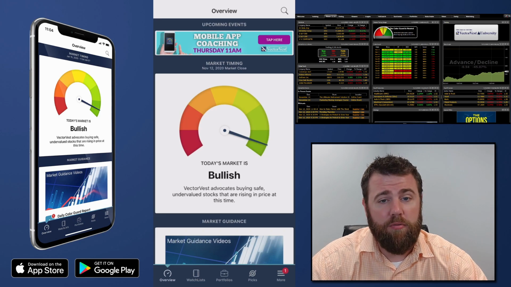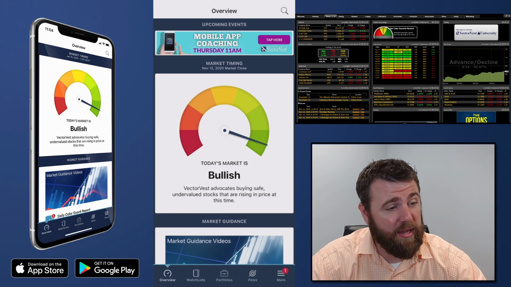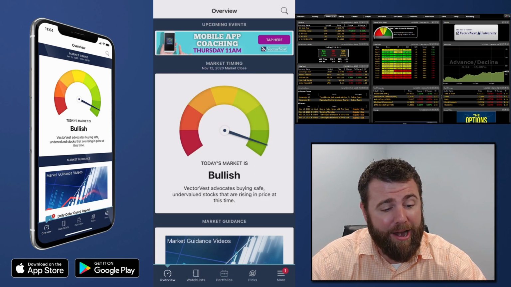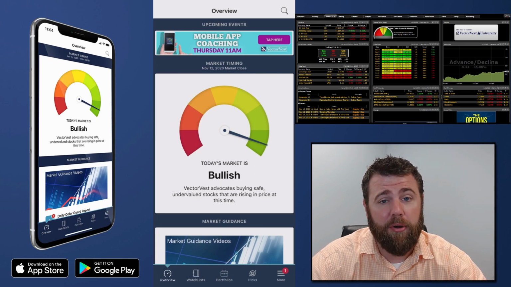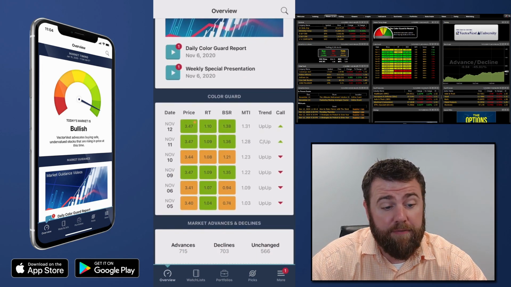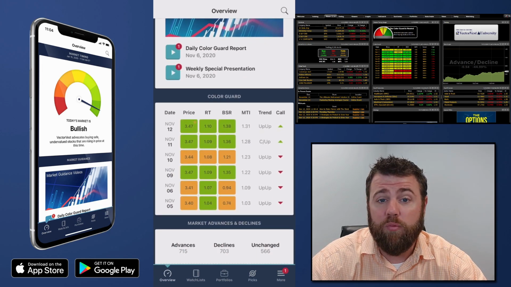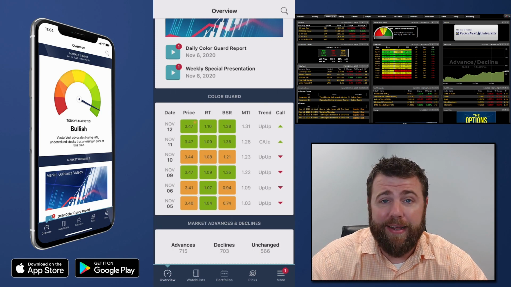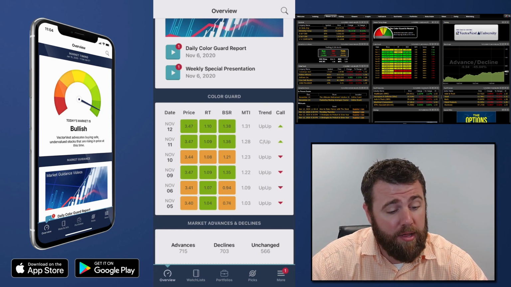There we go. So, unlike the US, unlike Canada, but like the European markets, Australia is moving higher today, 3 ticks into the green. The market is bullish. We look at the color guard. We see a sea of green really throughout most of the last week or so. Just got the confirmed up as of yesterday. Stay in that confirmed up situation today. RT kicker up signal as of today as well.